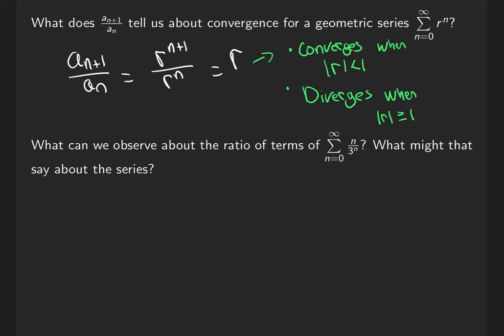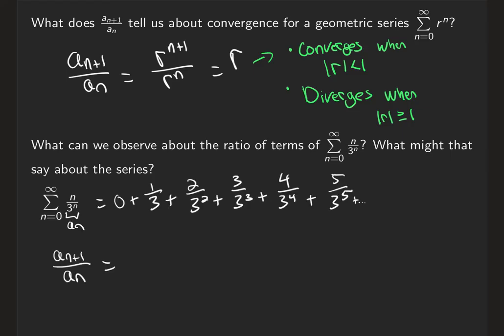So here we have a series that is somewhat similar looking to 1 over 3 to the n, except it has n in the numerator. And then what can we say about the ratio of the terms, and what might we think might be true because of the ratio of the terms? Okay, so for your own enjoyment, I wrote out some of the terms of the series. Let's look at the ratio of the terms. So first, let's look at a_{n+1}. So we'll take our n over 3 to the n, and plug in n plus 1.